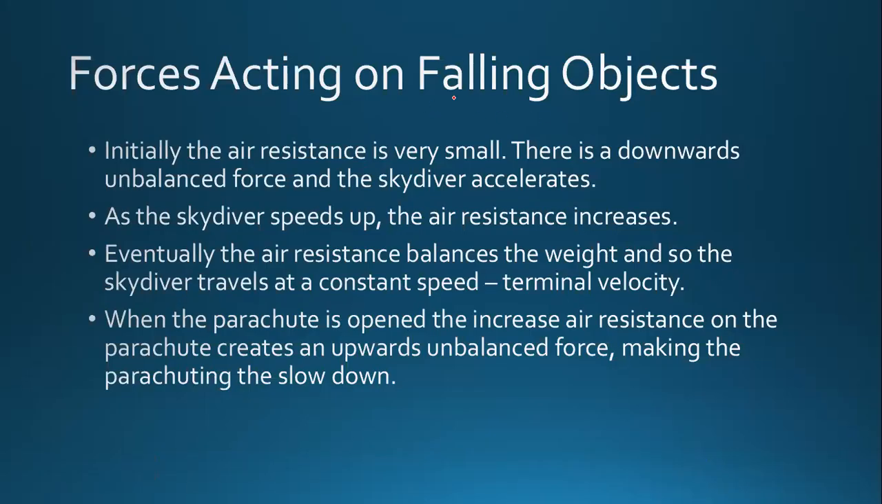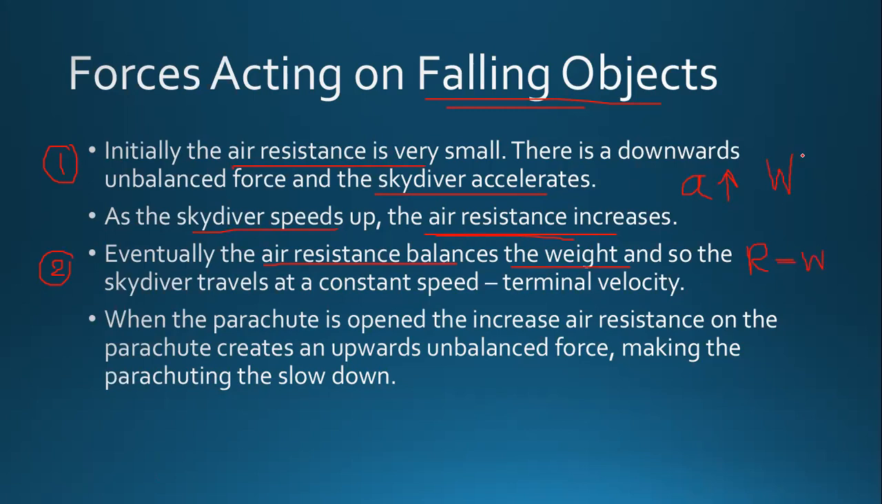Forces acting on falling objects. Initially, the air resistance is very small. अगर हम पहले first scenario की बात करें, initially the air resistance is very small. There is a downwards unbalanced force, and the skydiver accelerates. यहाँ पे skydiver would accelerate. As the skydiver speeds up, the air resistance increases, and eventually at one point, the air resistance balances the weight. एक point वो आता है जब air resistance बिल्कुल weight के equal हो जाती है.